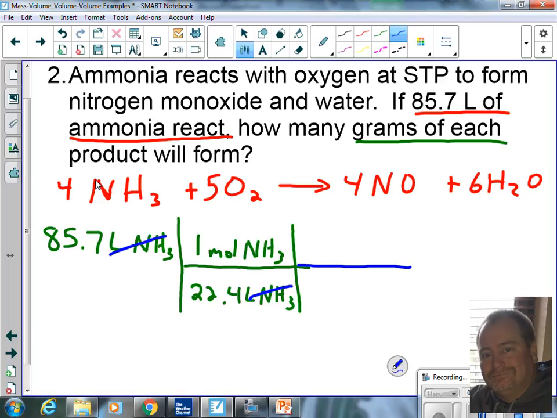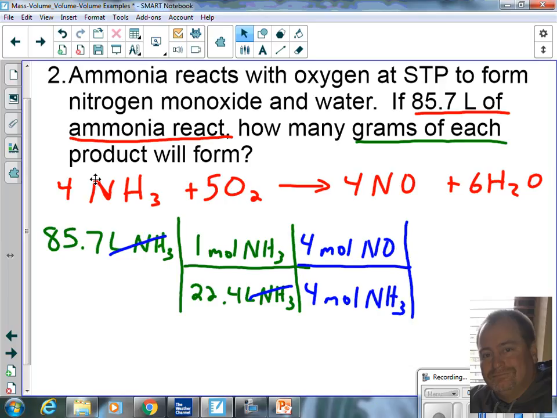So, 4 moles of ammonia, and I said I was going to nitrogen monoxide. So I get a 4 over a 4: 4 moles of NO, 4 moles of NH3. Now my next step is that I have to find the molar mass of ammonia. Actually, that's incorrect. The molar mass of nitrogen monoxide.